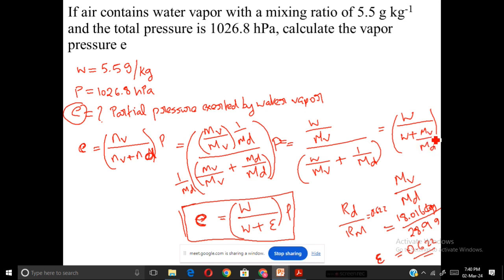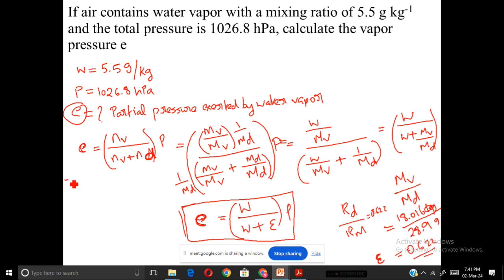Capital Mv, the molar weight of vapor, is given as 18.01 gram, and the molar weight of dry air is given as 28.9 gram. If we divide, we get the value 0.622, which is the same as Rd by Rv. This ratio, Rd by Rv or Mv by Md, is represented as epsilon. So epsilon is equal to 0.622. Substituting the value, we got E is equal to W by W plus epsilon into P. So now we can calculate E from the mixing ratio and the total pressure.